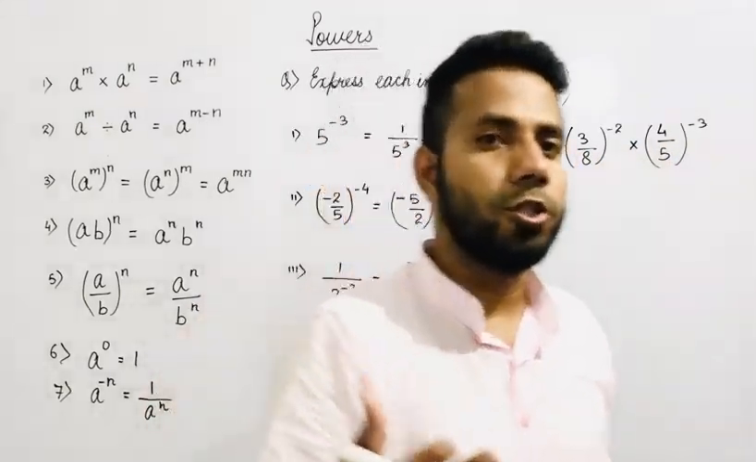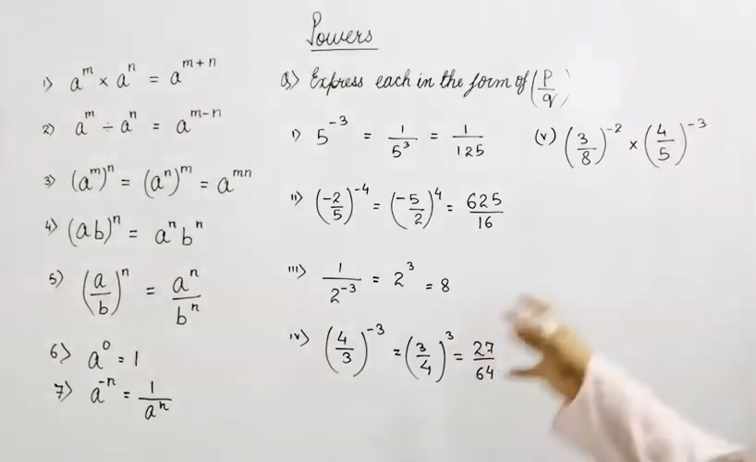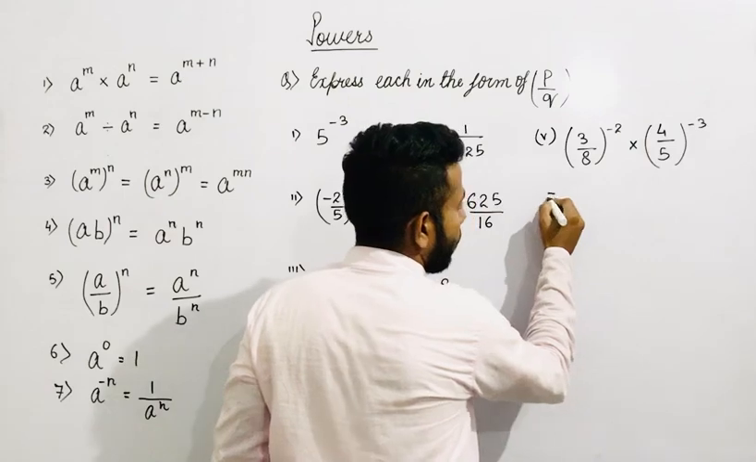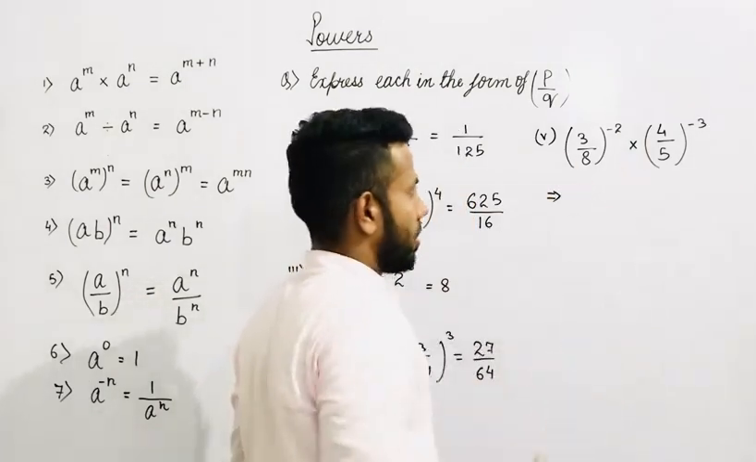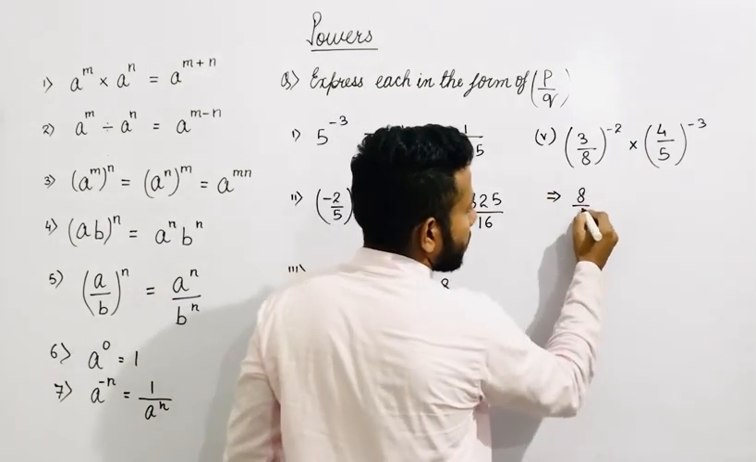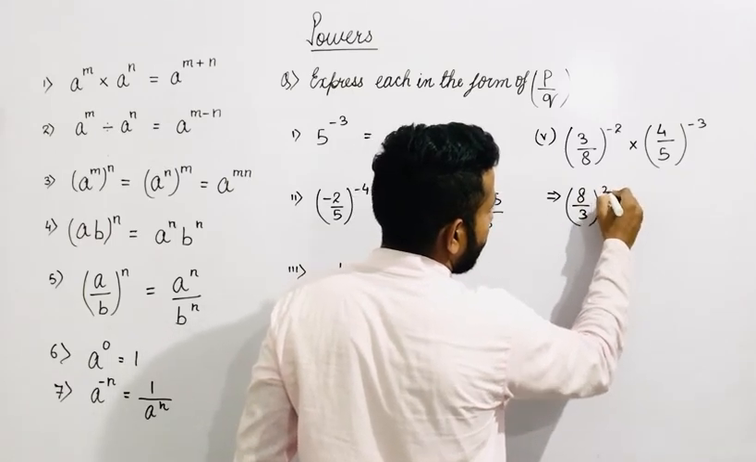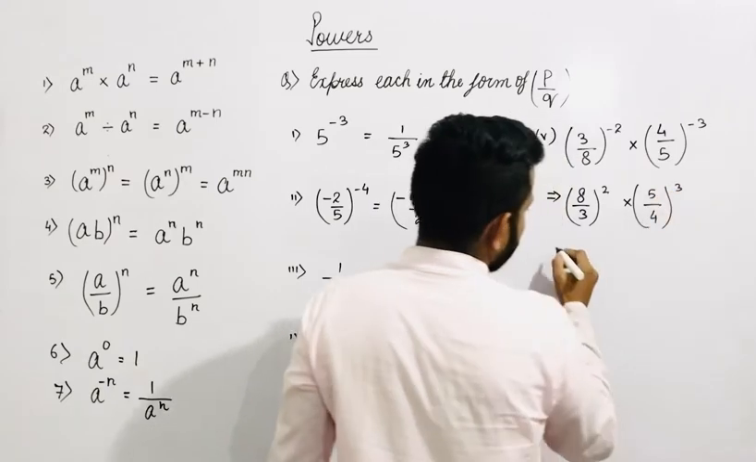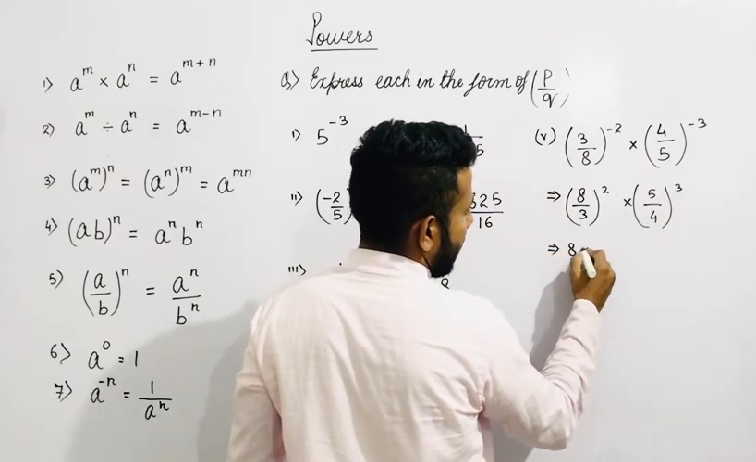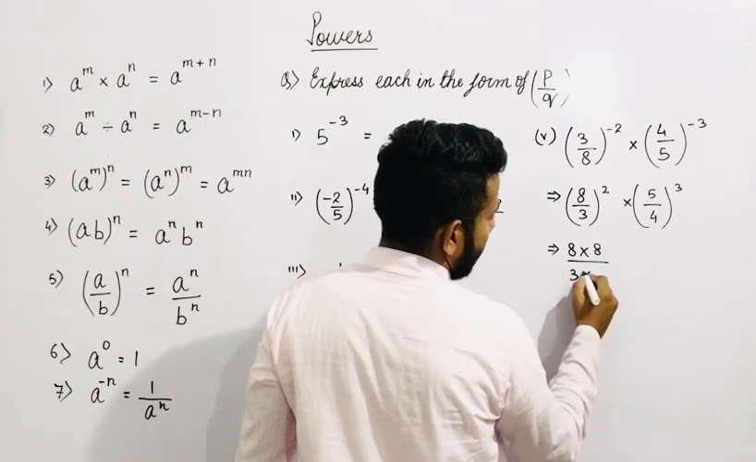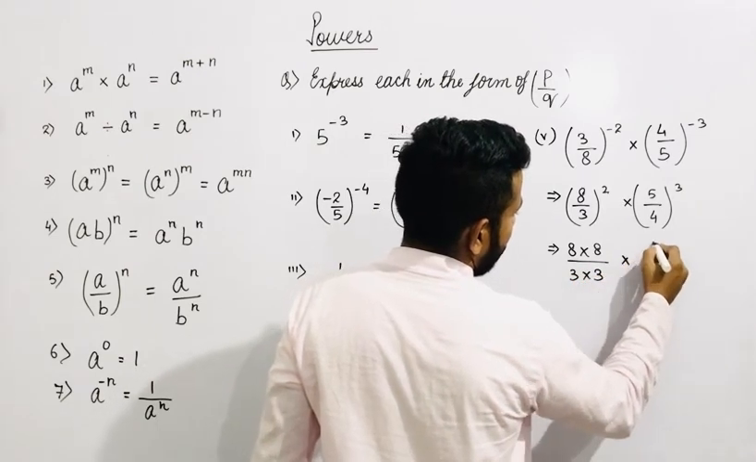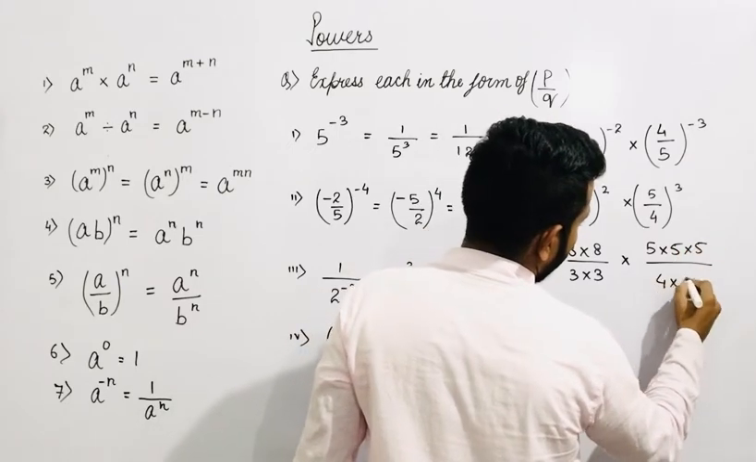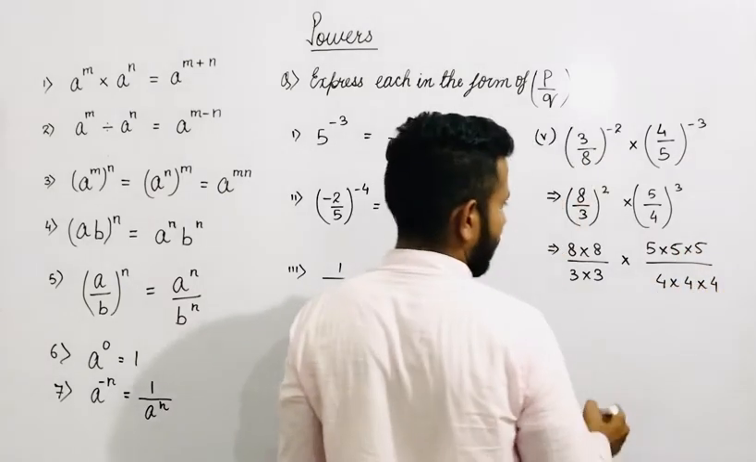So the very first process that you need to do is convert the negative power to positive power. I have told you how: just reciprocate the base. It becomes (8/3) to the power 2 and (5/4) to the power 3. So let's expand it. It becomes 8 into 8 by 3 into 3 into 5 into 5 into 5 by 4 into 4 into 4.